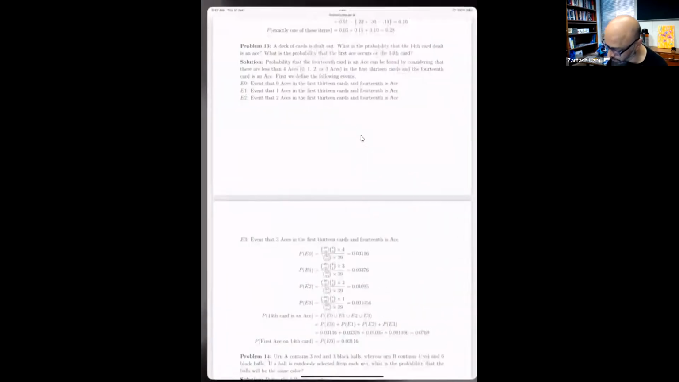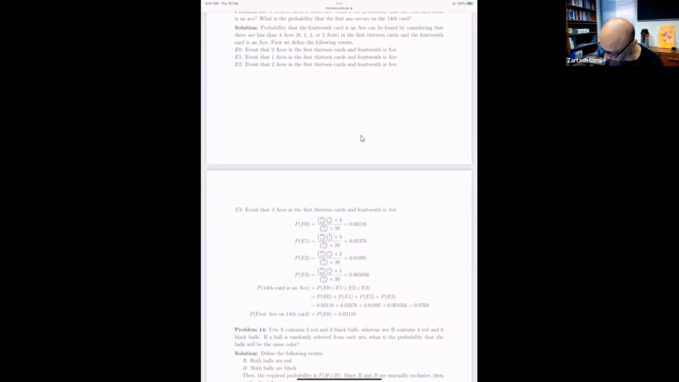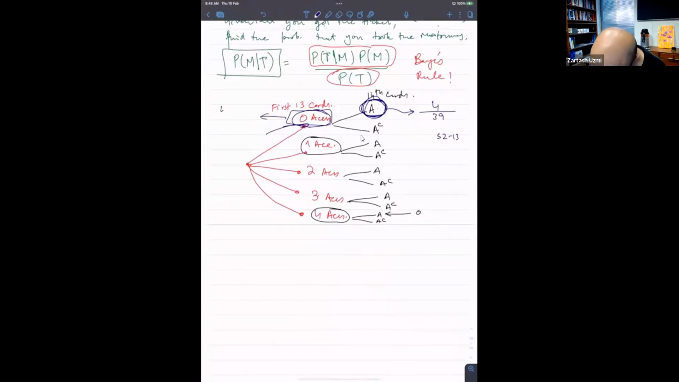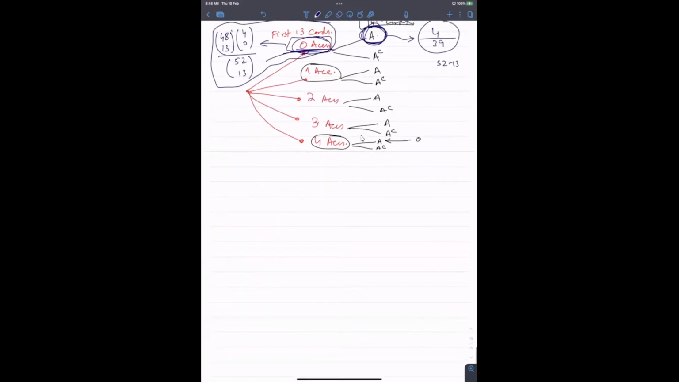You got 0 aces there, which is the number here. Out of 48, which are non-aces, you got 13 cards, and out of 4, you got 0 aces, divided by 52 में से आपने 13 pick किया. So this is the probability you got 0 aces in the first 13 cards. ठीक है? इस probability को इसके साथ multiply करें. So this is the probability that first 13 cards had 0 aces and the 14th card was an ace. ठीक है?